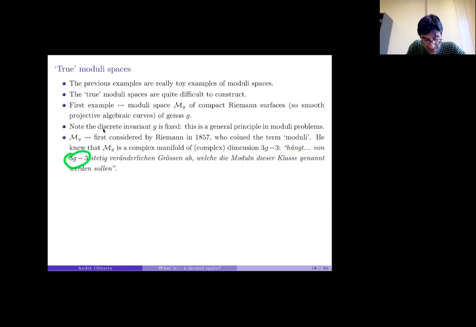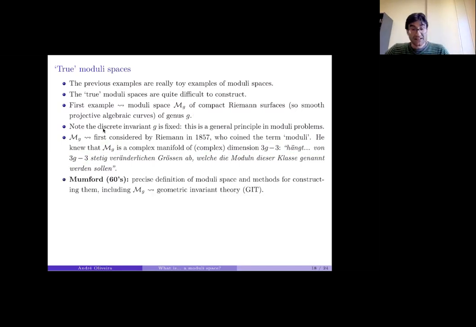So there's a 3G minus 3. I forgot to say that of course, let me put here genus at least 2, otherwise the dimension is not correct.